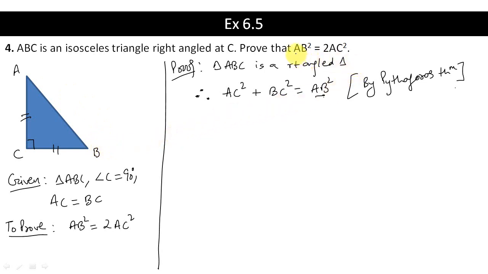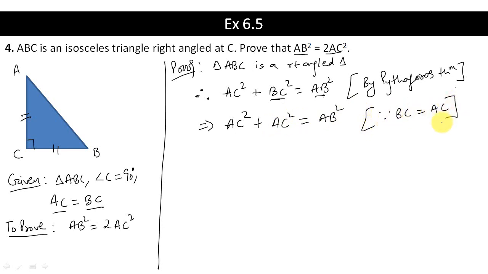Now we need to prove that AB square is twice of AC square. So since BC is equal to AC, in place of BC I can write AC. So this implies AC square plus, in place of BC I will write AC, as triangle ABC is an isosceles triangle, because BC is equal to AC. This was given. Now AC square and AC square, this is twice of AC square, will be equal to AB square, and this was required, hence proved.